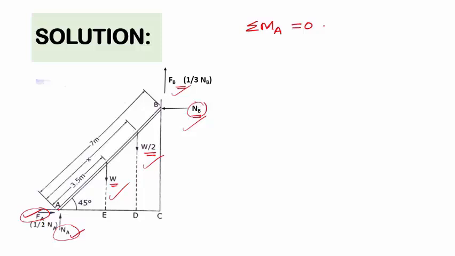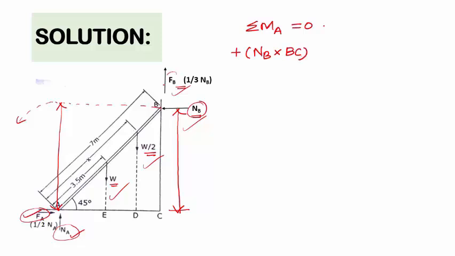Considering the NB force component, this force is having anti-clockwise rotation about point A. So the sign is plus NB into the perpendicular distance between the location of the force component NB and point A is BC. Next, considering this force component FB, this FB force component is having anti-clockwise rotation about point A, so plus FB into the perpendicular distance between the location of FB and point A is AC.